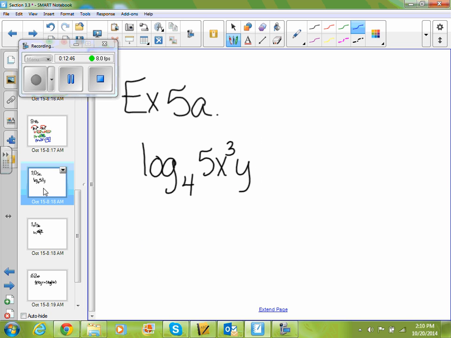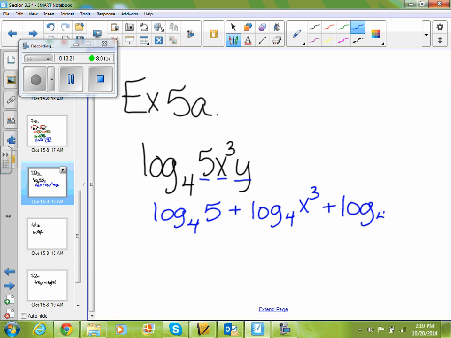Alright, then we got log base 4 of 5 times x cubed y. This is like 5 times x cubed times y. And so if we look at our product property, that tells me that then I'm going to add them. So I'm going to add log base 4 of 5 plus log base 4 of x cubed plus log base 4 of y. All I did was just break it up into some different problems.